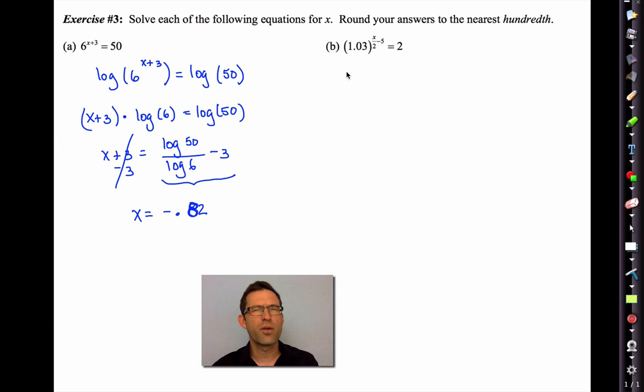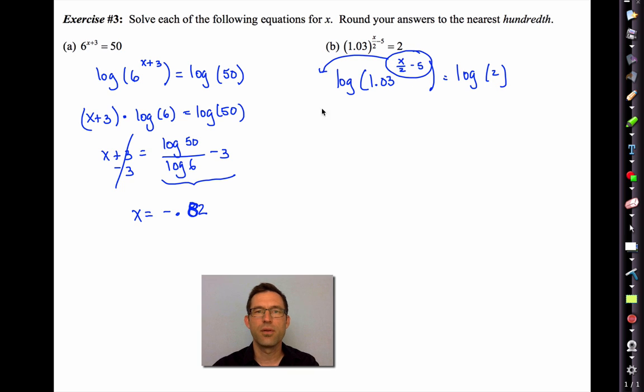Let's try this one. Very, very similar, a little more challenging. All right. Log of 1.03 to the x divided by 2 minus 5 equals the log of 2. Again, just like before, we can bring this out. Let's keep it in parentheses. X divided by 2 minus 5 times the log of 1.03 equals the log of 2.